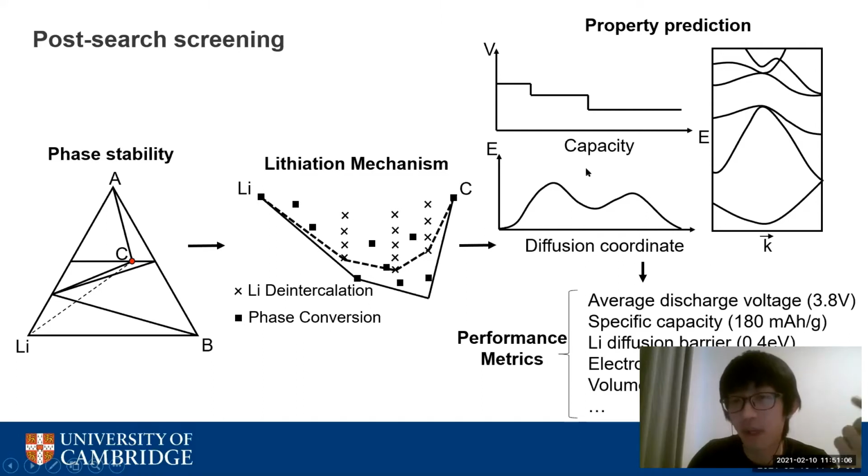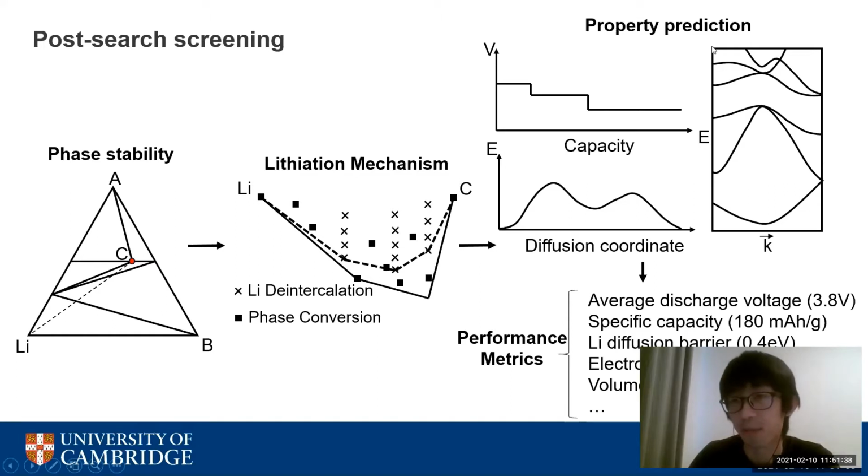And then we can also look at the rate capability. The rate capability of a battery cathode actually is related to two things. The first is the diffusion of lithium ions. For that, it's pretty simple. We can just do some nudged elastic band calculations to look at how high the energy barrier is for lithium to diffuse in this structure. So if it's lower than 0.4, we consider it a decent ionic conductor, and the rate might be good.